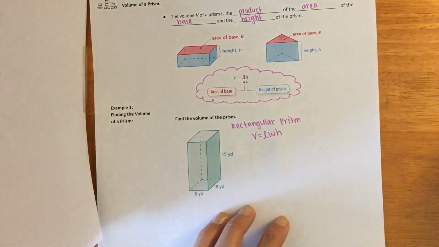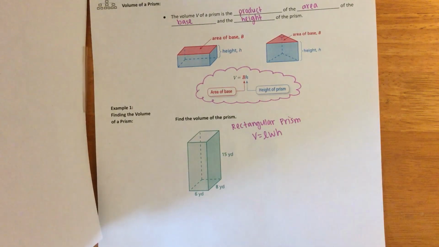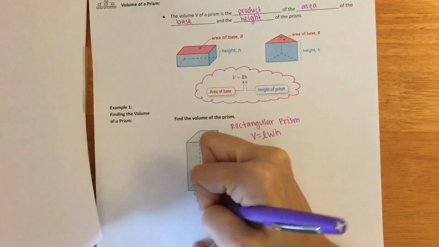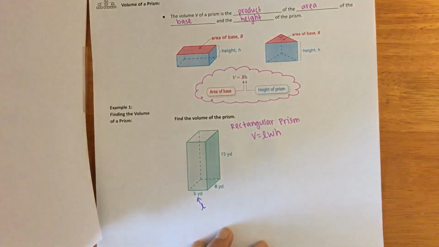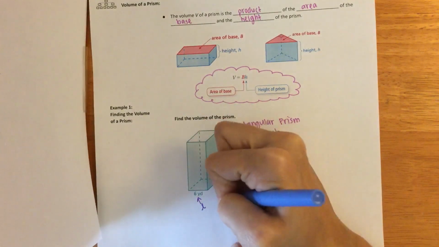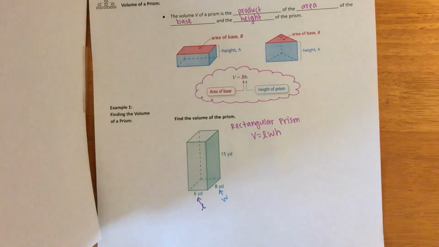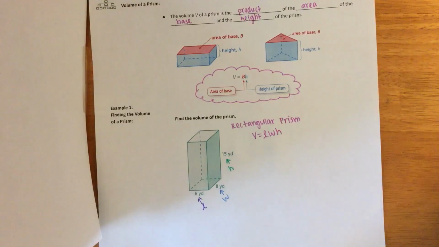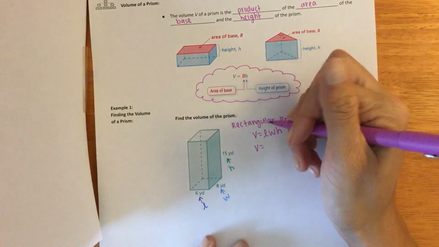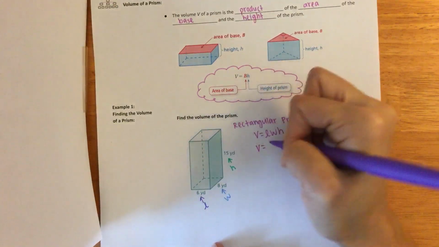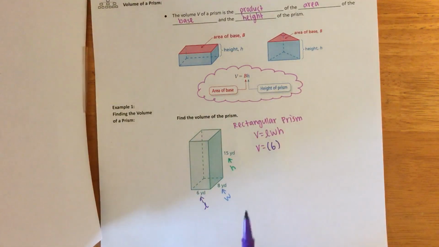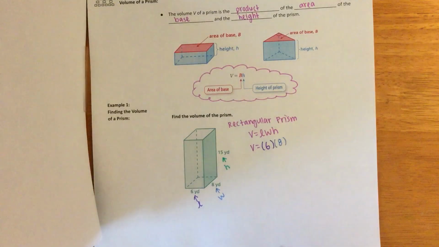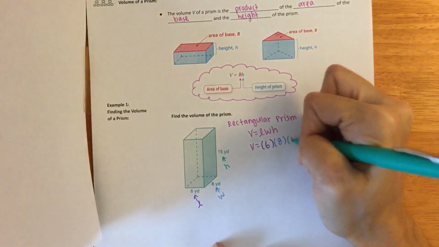We're just going to plug in what we know, but before I do that, I want to just label what we have here. This is going to be representing our length. Okay, L is length. This is going to represent our width. And let's say that this represents our height. Okay, so when I put this all into my formula, I'm going to get my length is 6, my width is 8, and my height is 15.